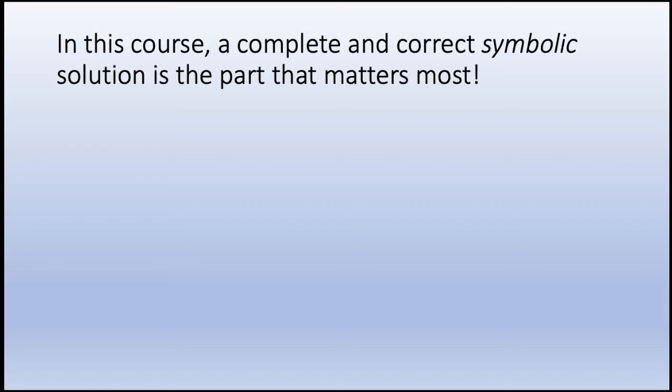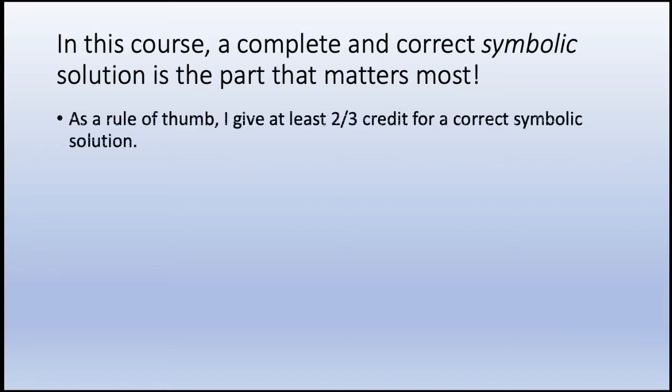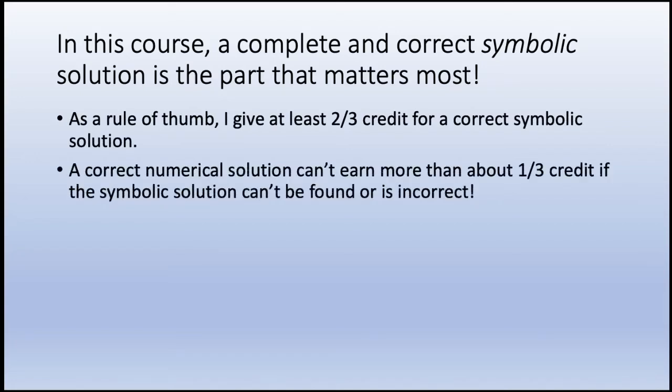Now, just to come back to the subject of symbolic solutions, that's the part that matters most. As a rule of thumb, I give at least 2/3 credit for a correct symbolic solution. A correct numerical solution can't earn more than about 1/3 credit if the symbolic solution can't be found or is incorrect. I really want you to emphasize finding the symbolic solution first, and then the numerical solution follows very quickly and easily from that.